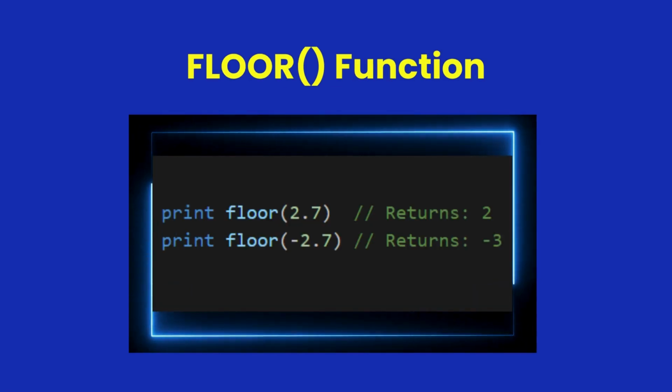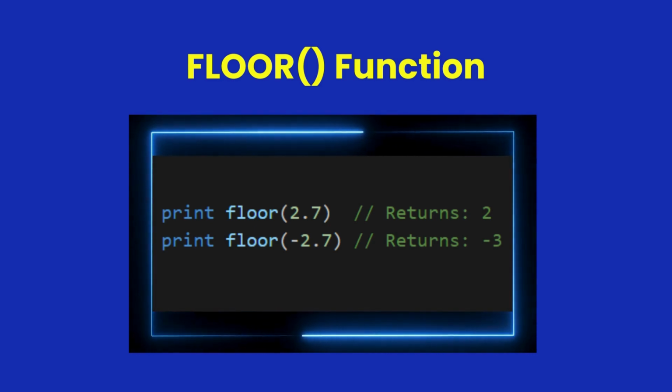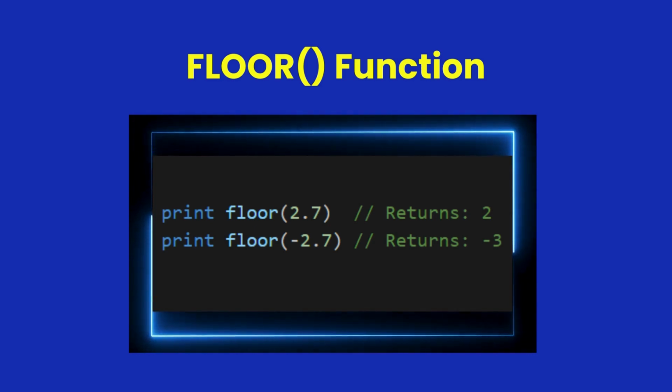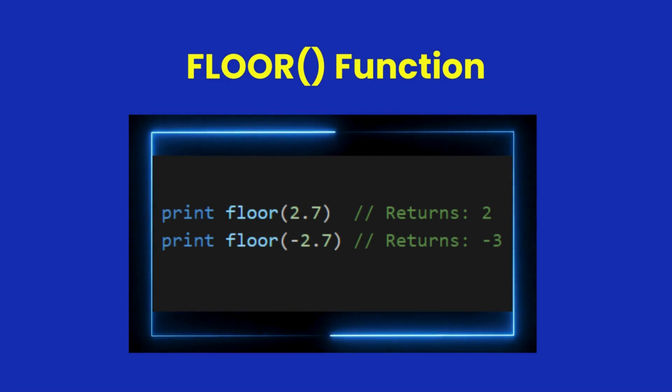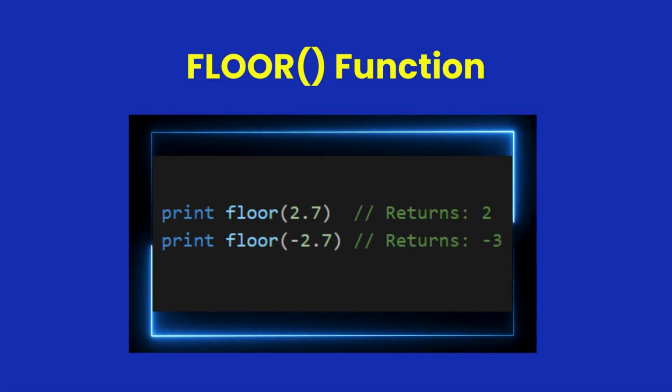The floor function returns the largest integer less than or equal to a number. Examples include: the floor function is useful when you need to round down to the nearest integer.